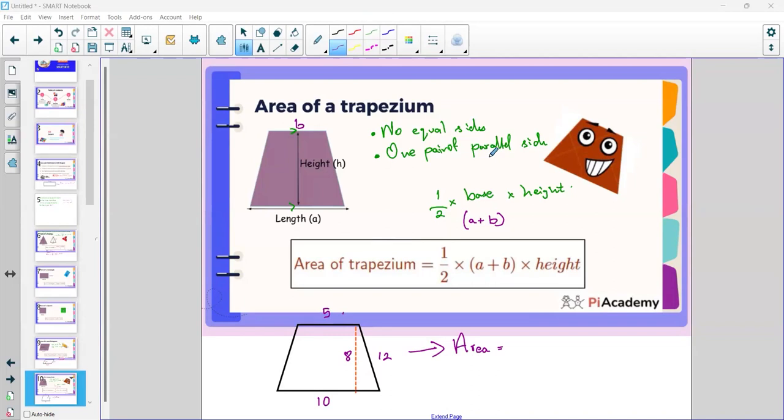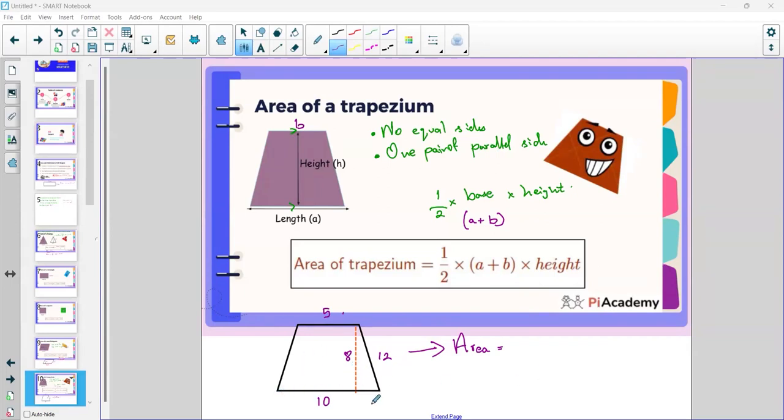Yes, Jack, kindly recheck your answer. Mahiru, please recheck. Rosie, you too need to recheck. Joy, you too. Yes, Harshid, you too. See, we need to be very careful while identifying the correct values for the formula, okay?